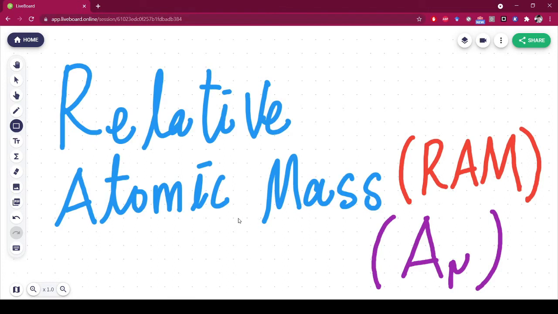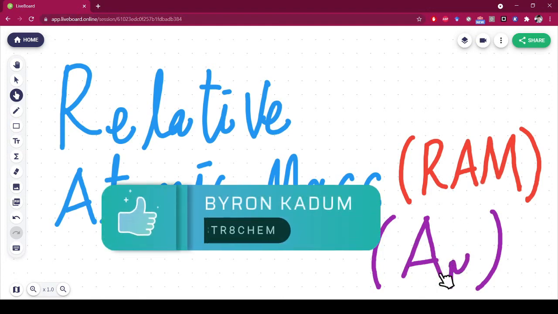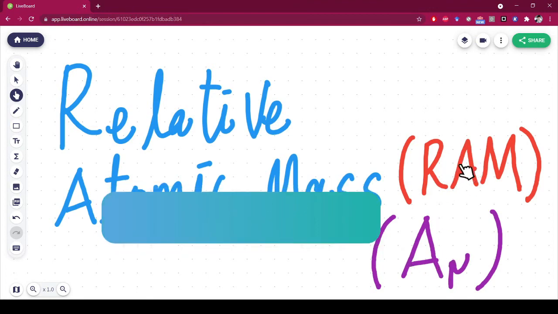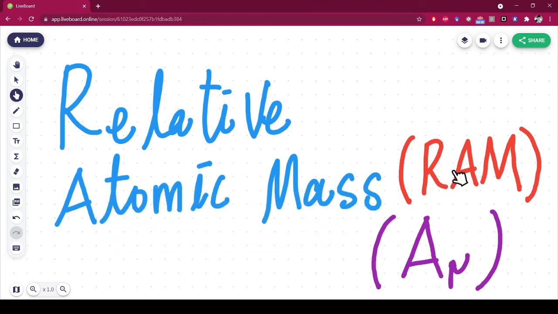In this video, we're going to look at the relative atomic mass, often abbreviated as RAM. You would also see this written as the Ar symbol. So if you see this, the one in purple or the one in red, those symbols refer to the relative atomic mass. Now, what is the difference between relative atomic mass and the average atomic mass, which you have seen in the previous videos in the asynchronous learning package?